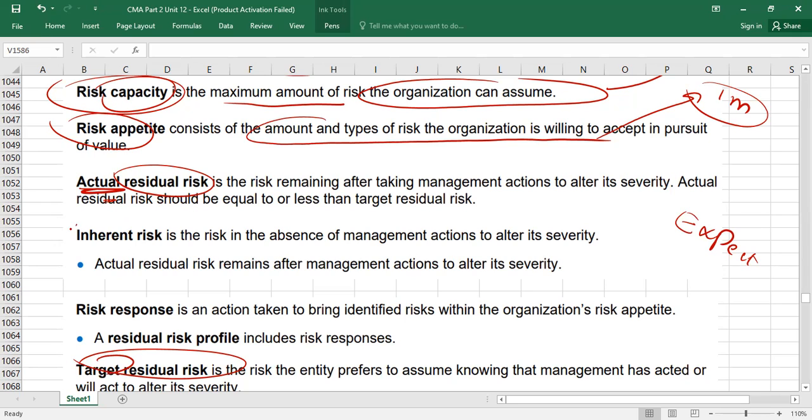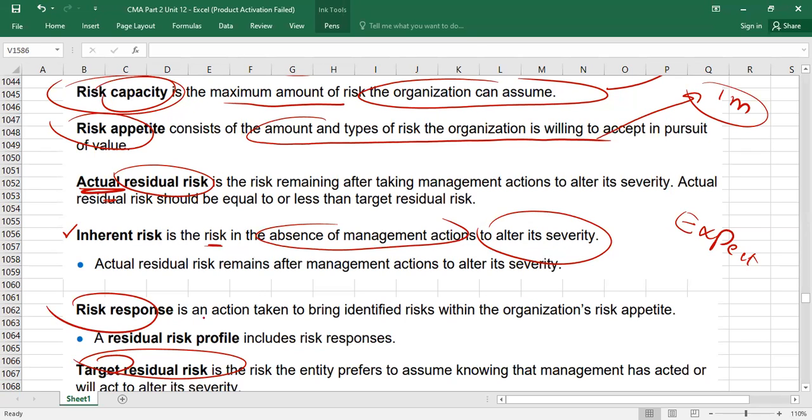Then we have another word called inherent risk. Inherent risk is the risk in the absence of management action. If you do not have any control to alter the severity of the risk, that is called inherent risk. Understood? Inherent risk means the risk you are facing in the absence of management control. If management does not place controls, it cannot alter the severity or impact of the risk, right? So whatever built-in risk exists in the absence of management control is called inherent risk.